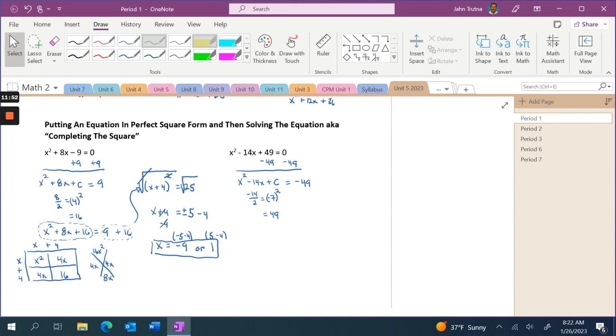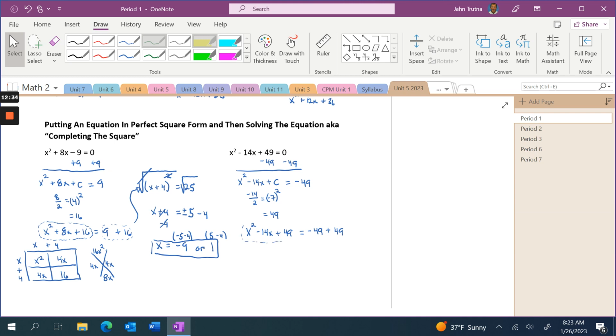Okay, and now what that does is that makes my equation in perfect square form, x squared minus 14x plus 49 equals -49. But since I added a 49 to the left side of the equation, to keep the equation balanced, I have to add a 49 to the other side of the equation. Think of an equation when we do this step, when you add 49 to both sides of the equation. It's like a teeter-totter, where if you add 49 to one side of the teeter-totter, the equation, then to keep it balanced, you have to add the 49 to the other side.